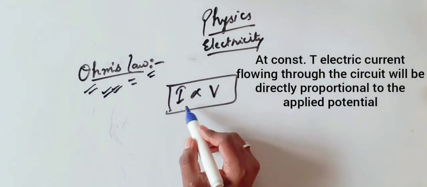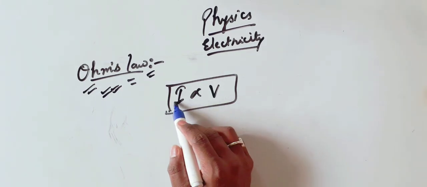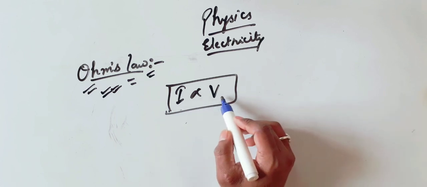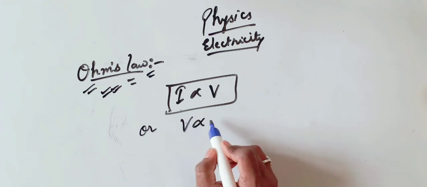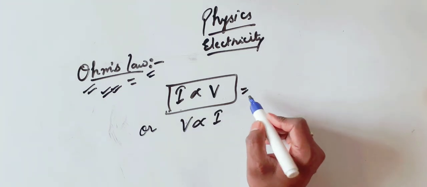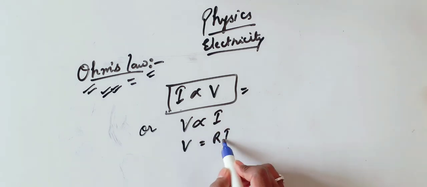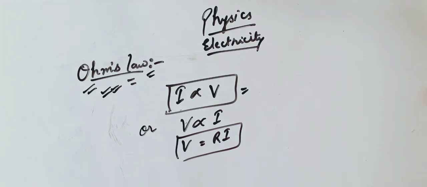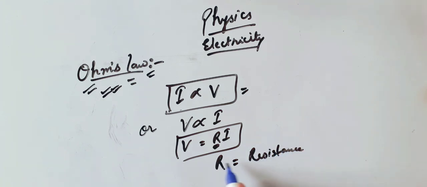So here I will be directly proportional to V. Mathematically, electric current will be directly proportional to the applied potential, or we can write V will also be directly proportional to I. So V will be equal to R into I. When proportionality is removed, there will be a constant term called resistance, where R is the resistance of the circuit.